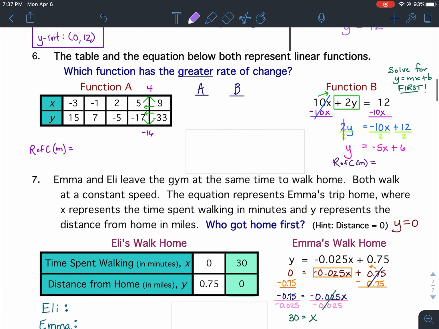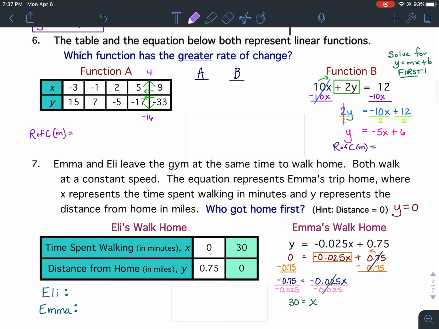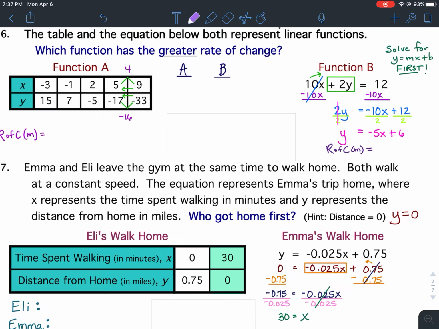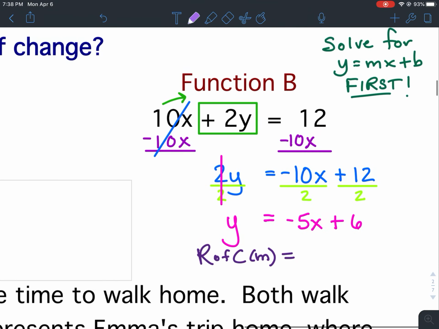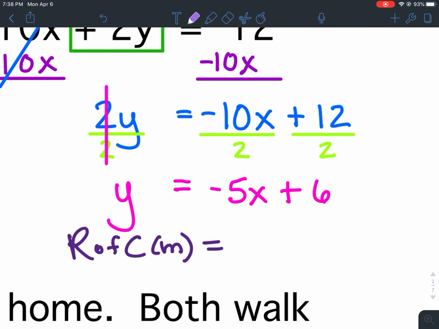Question number 6. The table and the equation below both represent linear functions. Which function has the greater rate of change? Well, in order to find the rate of change, remember rate of change is slope. I had to first, for function b, solve for y, and I already did that. So I boxed my y term, took my x term to the other side. These are not like terms, so I cannot combine them. I just brought them down, and then I divided everything by the coefficient of y to get y by itself, to isolate y.